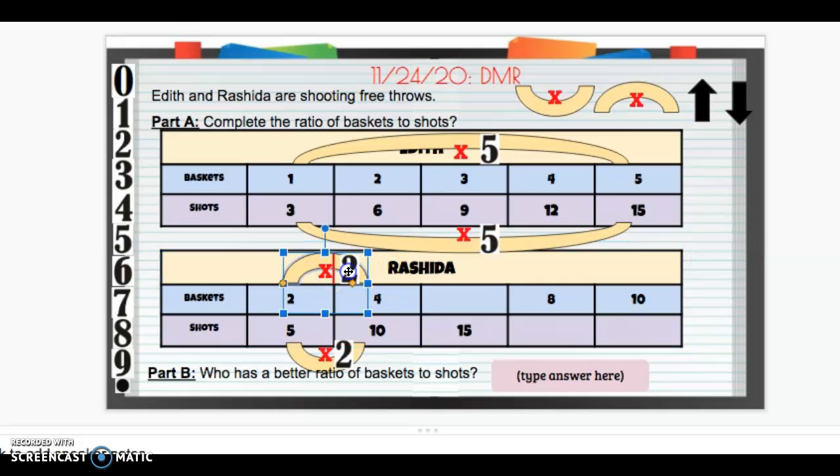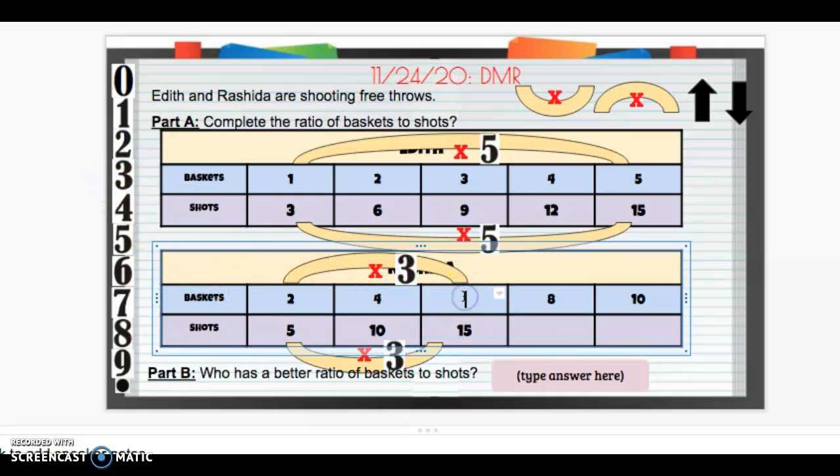Then you have to continue with your noodle. Ask yourself, what did we do to 3 to get to 15? Because then you have to do that to 2. So 5 times 3 gives you 15, so you have to do 2 times 3, which is 6.